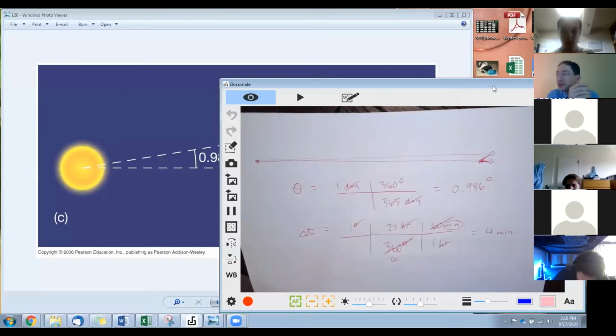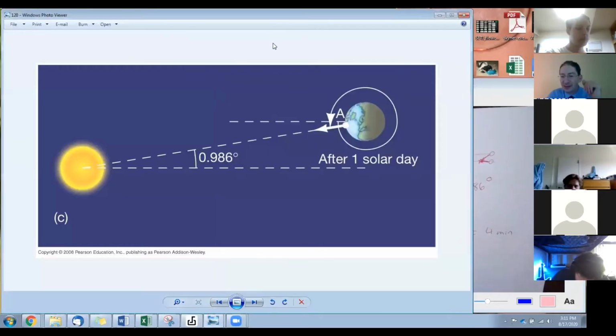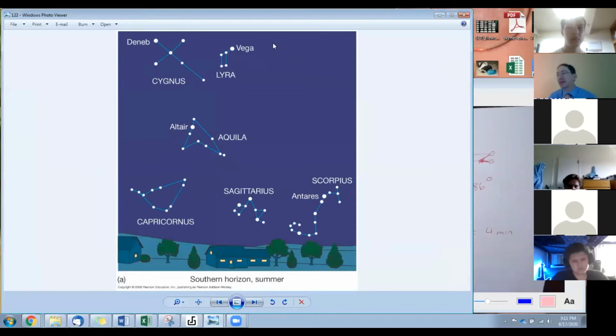I don't know if it's something that you personally noticed, or maybe you knew just academically, but it's something you should probably keep an eye out for. And let me give you a couple pointers there. So this is the summer sky. These are some of the constellations. If you're looking south during summer, you see these constellations.